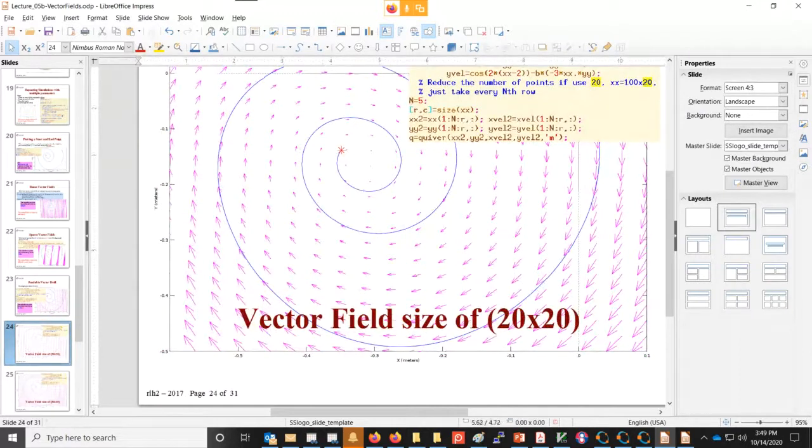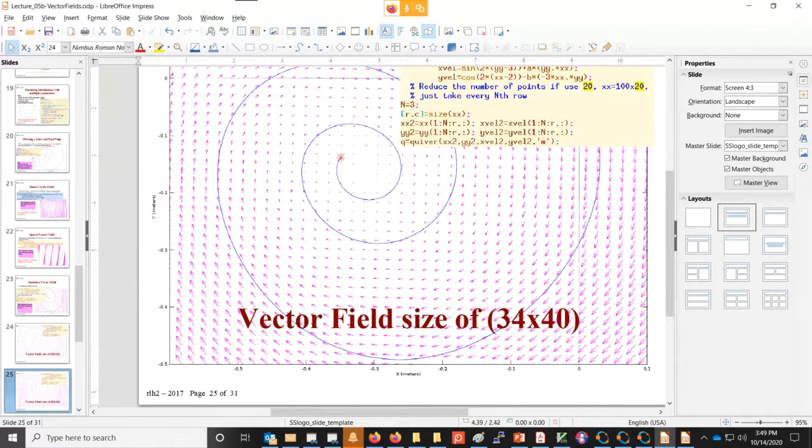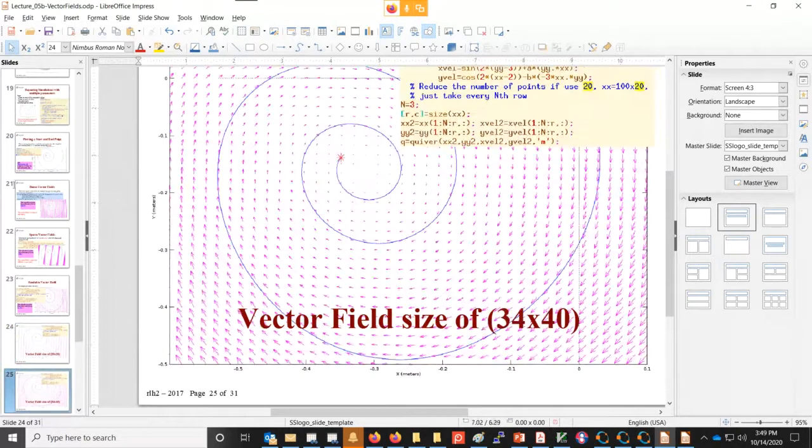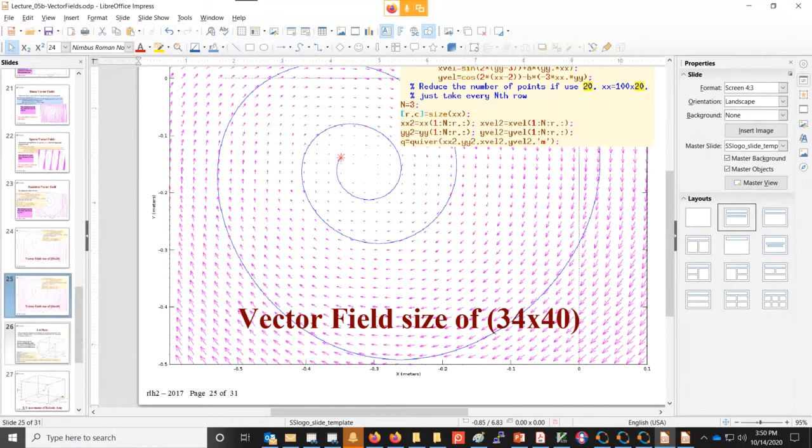So here is a plot with the vector field being 20 by 20. And here is a plot where I've got 34 by 40. And I think both of these are pretty decent, but this one has pretty large arrows, especially over here on the right-hand side. This one here, 34 by 40, I think is a little bit better. Okay, so you can run it a few times until you get a nice looking plot.